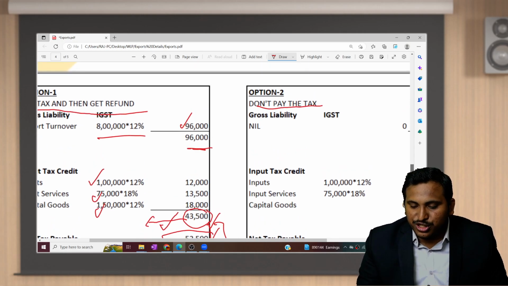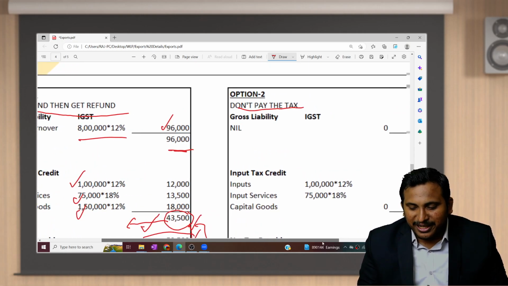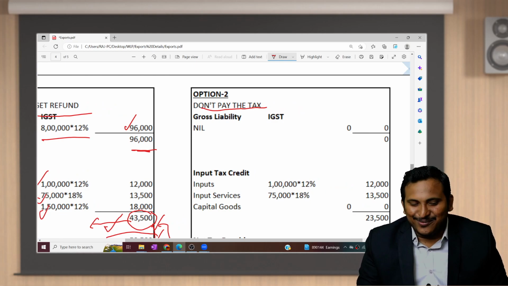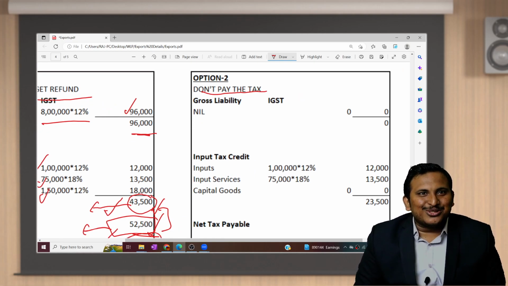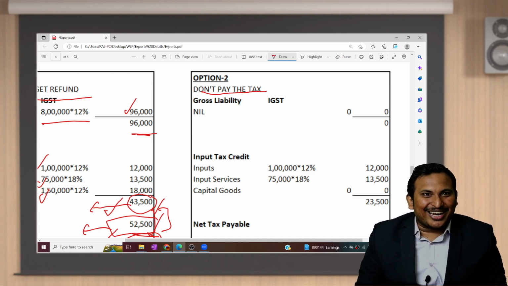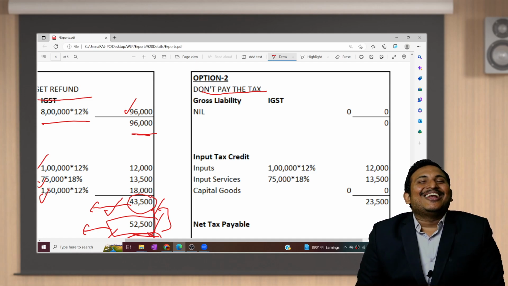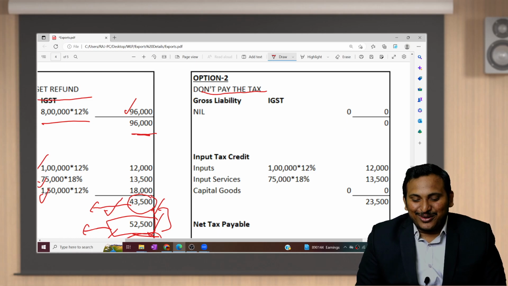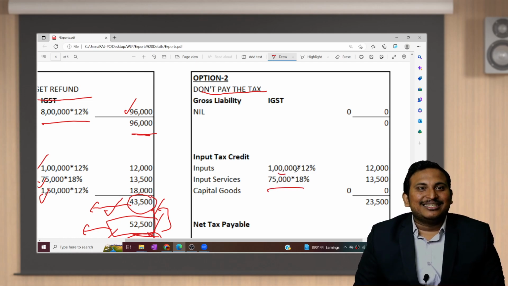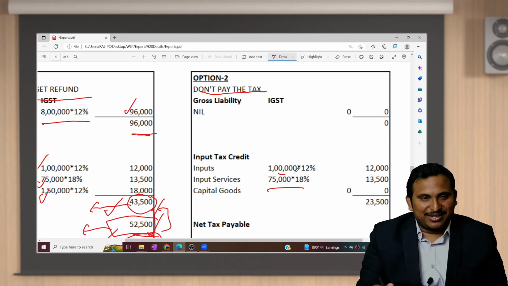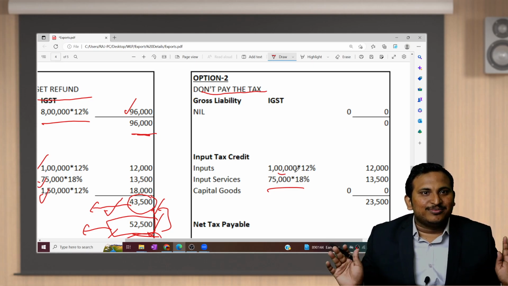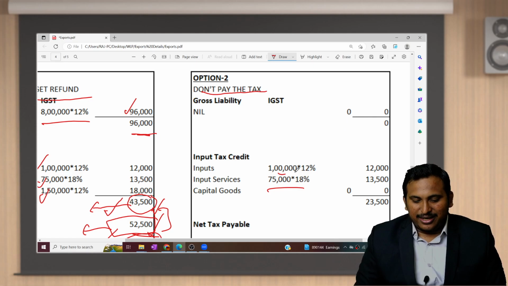Now what is option 2, sir? Don't pay the tax. Tax itself will be zero for you. Sir, that means this option is better now. We need not go further also. This option is very, very good now. I will not pay tax later. But what about that input tax credit, the tax that you have paid at the time of purchase? Okay. Anyway, first of all, on export, are you paying anything? No. So observe carefully what they say.